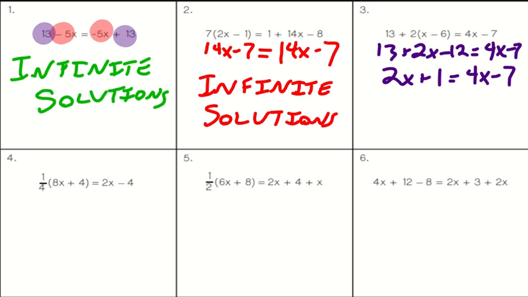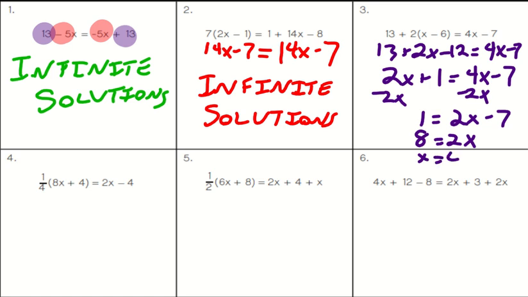So we solve. We move the 2x. So we got 1 equals 2x minus 7. Add 7. So we got 2x equals 8. Divide. And we get x equals 4. Any questions on those 3? All right, y'all try those other 3.